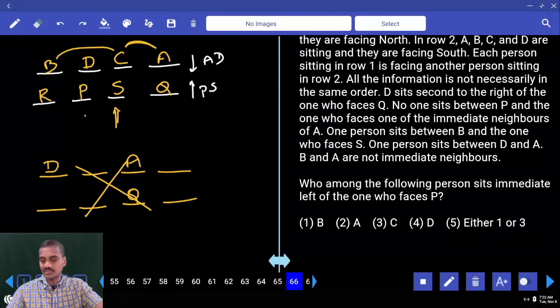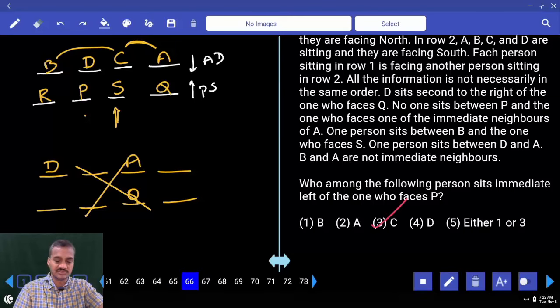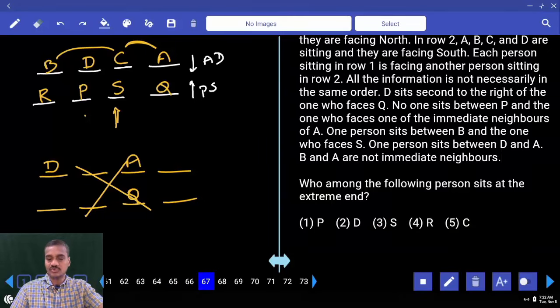Then who among the following persons sits to the immediate left of the one who faces P? P's opposite, immediate left. Who is that person? C. C, that is choice 3, question number 66. Then 67, who among the following persons sits at the extreme ends? Extreme ends: P, D, S, R, C. R is the answer, choice 4, question number 67.